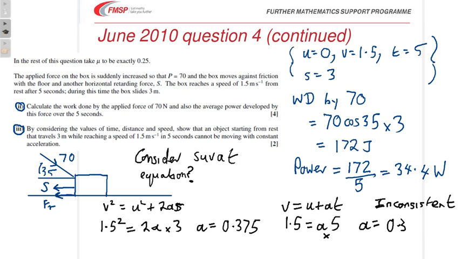Let's just do the mark allocation for these parts 2 and part 3 then, shall we? We've got an M1A1 for the work done, and similarly an M1A1 for the power. And for this proof that they're inconsistent, we've got an M1A1 as well. So that's a total of 6 for those 2 parts.